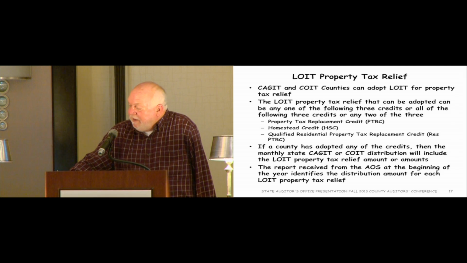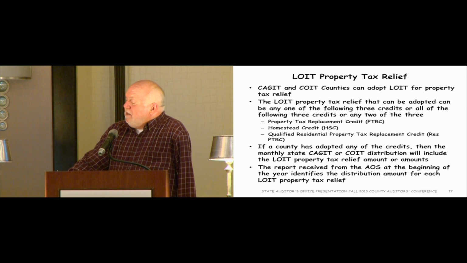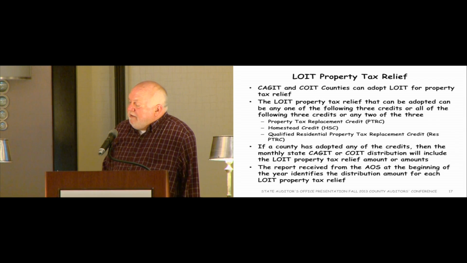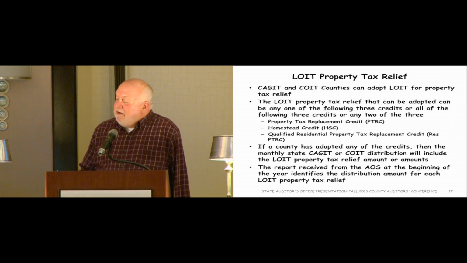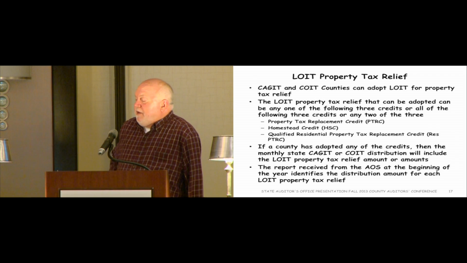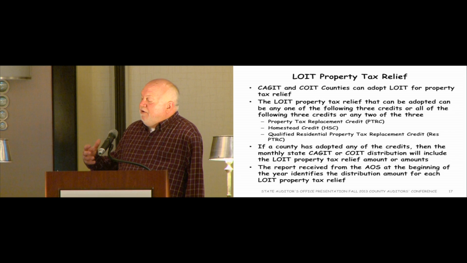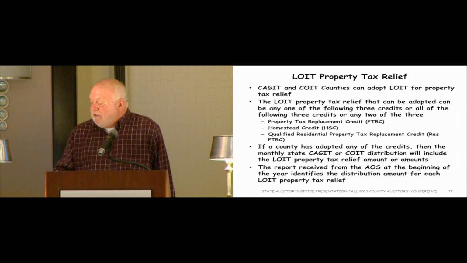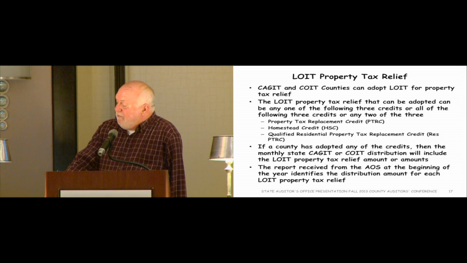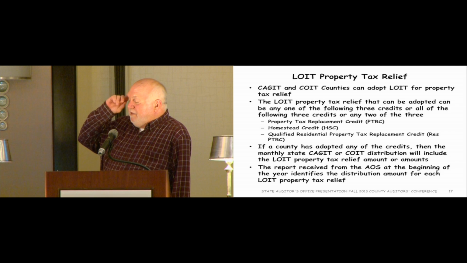If the county has adopted any one of those property tax relief credits, then that state distribution that we send to you each month is going to include that money along with the other COIT or CAGIT money that you may have adopted. And once again, how you're going to know the breakdown is to use the report that we send out in January, at the beginning of the year, that identifies the breakdown of the distribution.